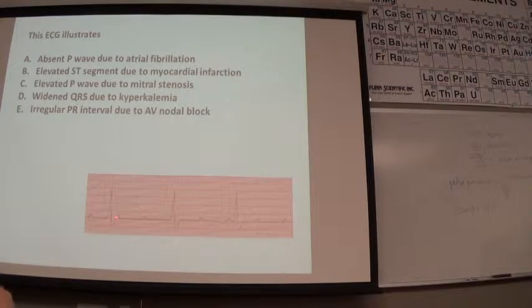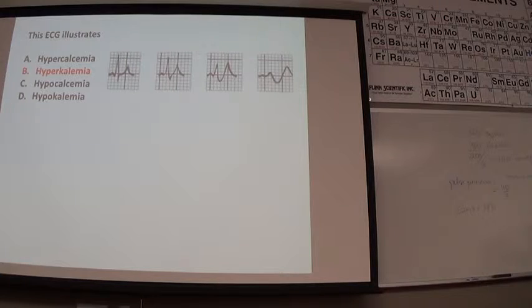So here we're seeing what? Dissociation of the Q wave and PR? So here's our P. Here we have a P without a QRS. Where's T? Here's another P. T's right here. The T looks weird. So it's an irregular PR interval due to AV nodal block. I gave you the answer there already.